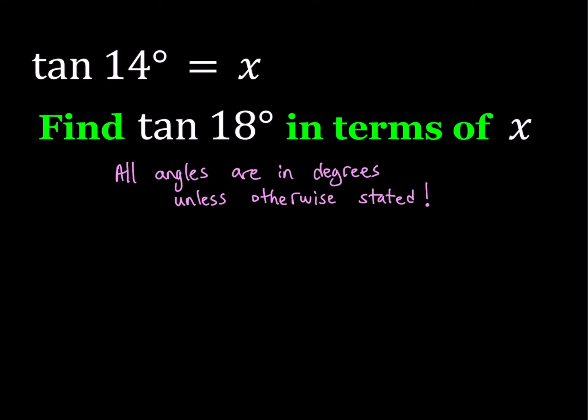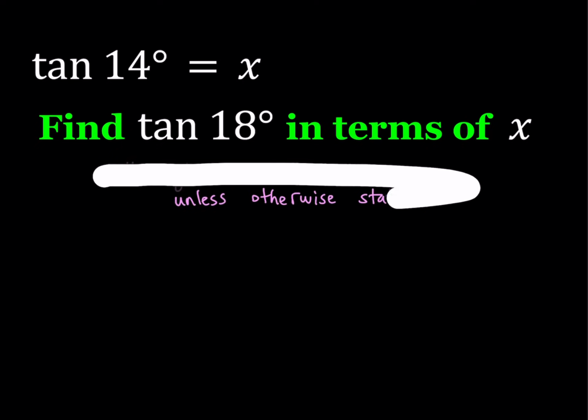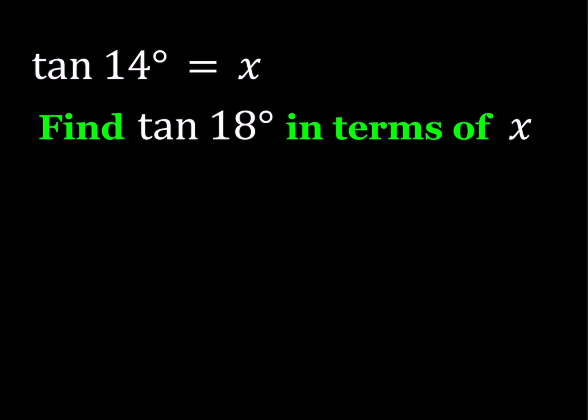All right, so let me go ahead and erase this first. Clean it up. All right, so what are we going to do first? Well, here's the idea. I'm going to start with 14 degrees, and we've done a similar problem before. I'm going to link it in the description so you can get to see that. We're going to start with 14 degrees and we're going to try to get something that we can express in terms of 18 degrees. How do we do that?